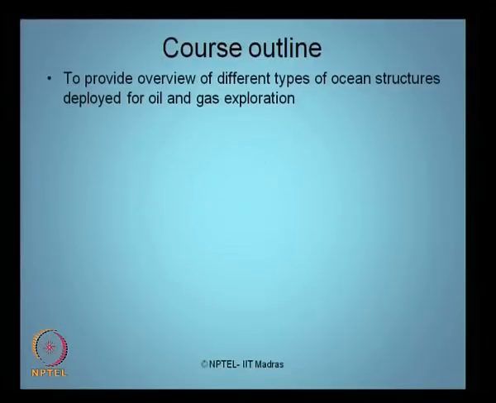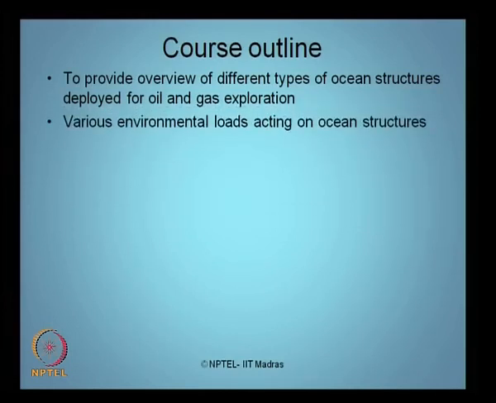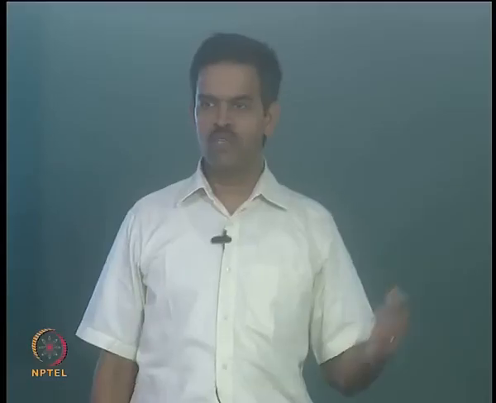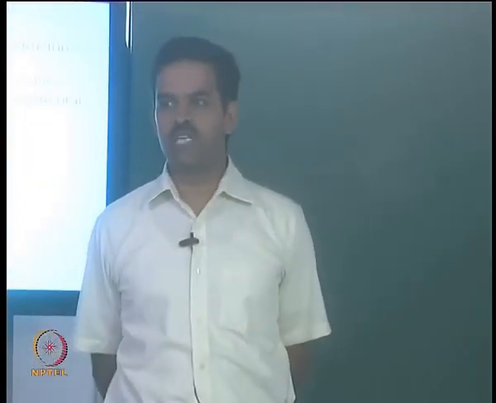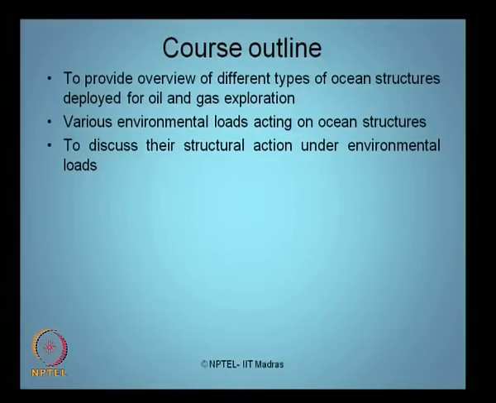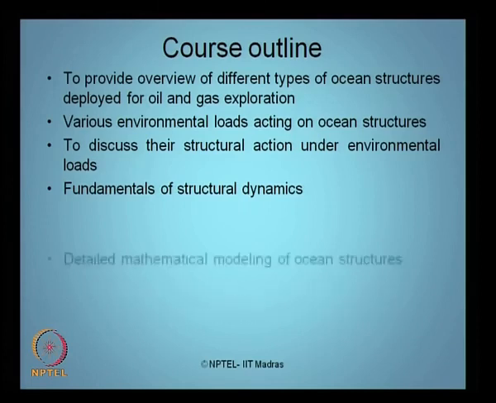The course outline will have an overview on different types of offshore structures and ocean structures which are deployed for oil and gas exploration, and the various environmental loads acting on the offshore structures, which is very important. You have got monitors on both sides. If you are sitting, you can turn back and see there is a monitor at the back also. To discuss the structural action under environmental loads, it is very important for us to understand the fundamentals of structural dynamics, because without it we cannot do dynamic analysis of ocean structural systems. It is very important for us to know that.